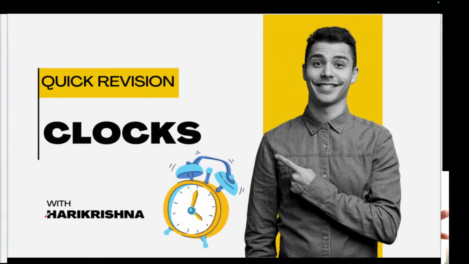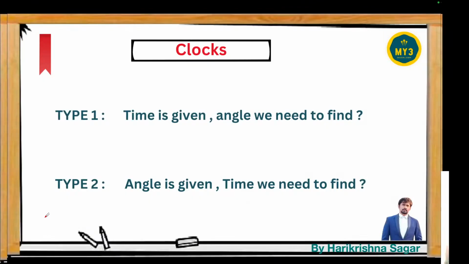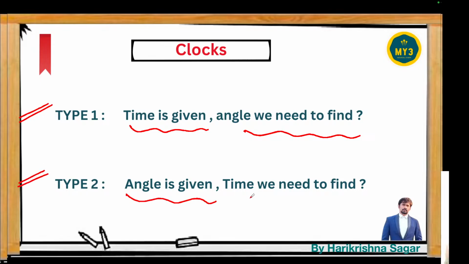If you look at the first topic, we'll start from the last. The first topic is going to be clocks. In the clocks, what type of questions are we going to get, we'll try to observe. Basically from the clocks you can see two types of questions. The first type: time is given, we need to find out the angle. The second type: angle is given, we have to find out the time.